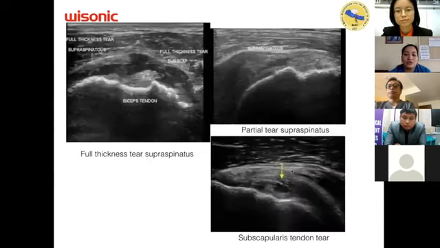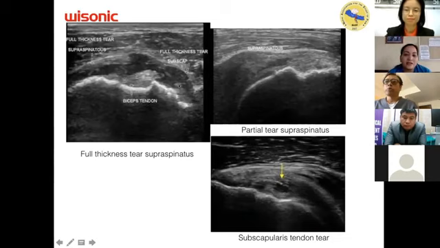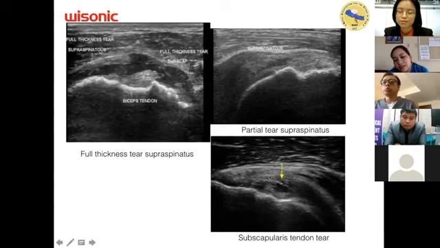So another common structure that we identify in ultrasound is rotator cuff pathologies. So here we're looking at the supraspinatus in a short axis view, where we can see there is a full thickness tear of the supraspinatus muscle. This is another long axis view where we can see partial tear of the supraspinatus muscle. This is the long axis view of the subscapularis muscle, where we can see there are hypoechoic areas inside the muscular fibers, confirming the diagnosis of the subscapularis tendon tear there.